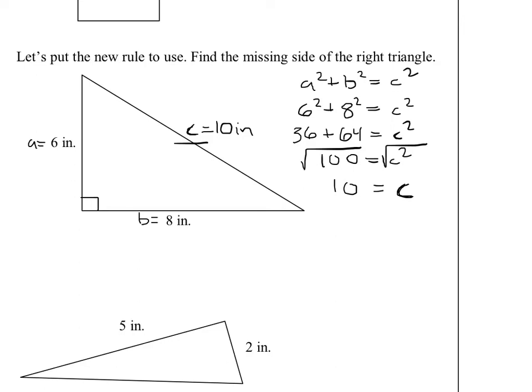The next most common mistake here, other than labeling A, B, and C wrong, is to go ahead and stop when you get to C squared equals 100 and tell me that the length of this side is 100. Okay? That's another common mistake. Make sure that you actually solve for C by taking that square root.